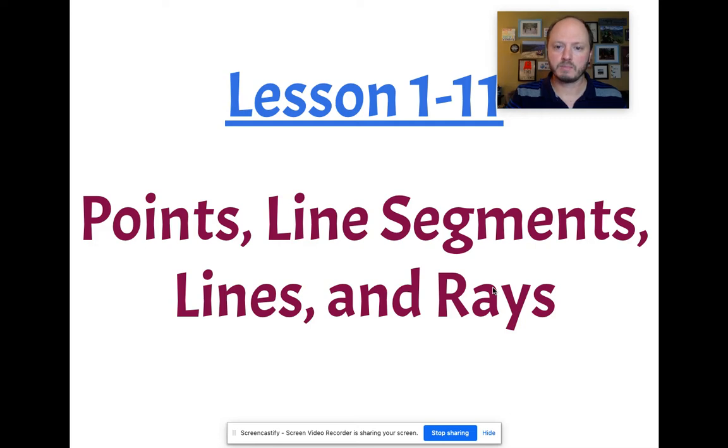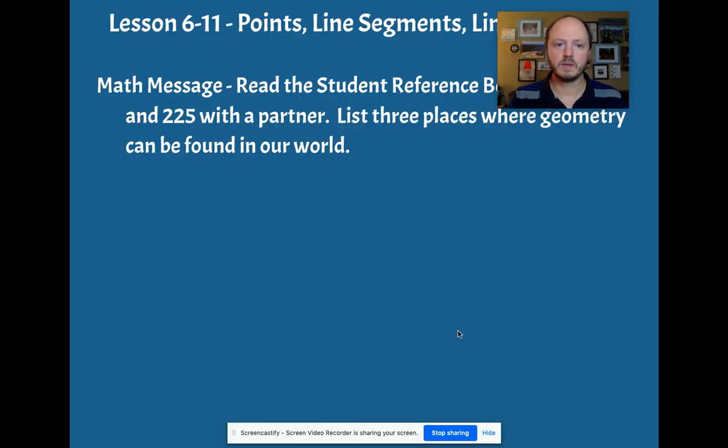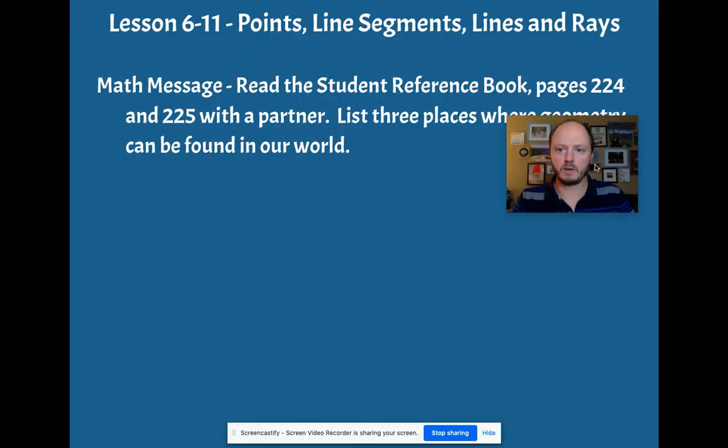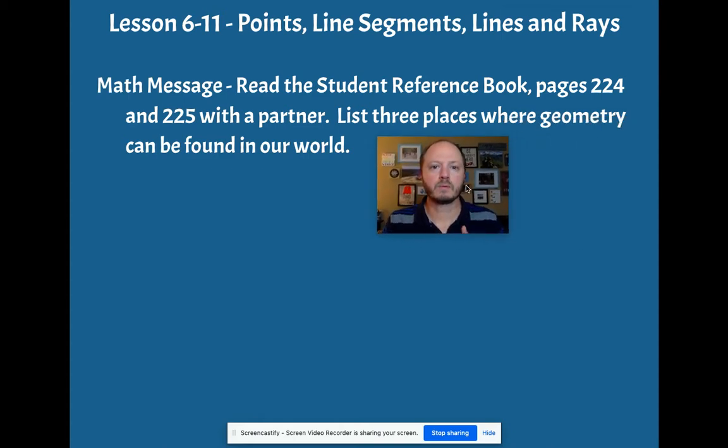And our math message is, let me move my head, read the student reference book, pages 224 and 225 with a partner. And then list 3 places where geometry can be found in our world. Okay, so you can even see right behind me some examples of where geometry might be in our world.